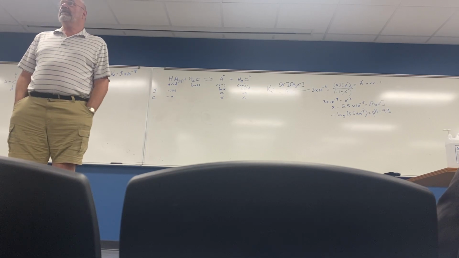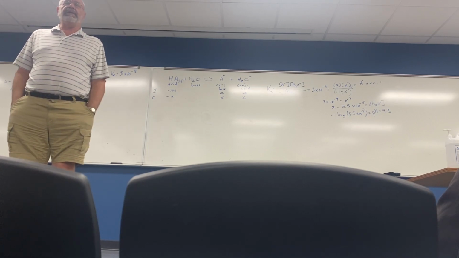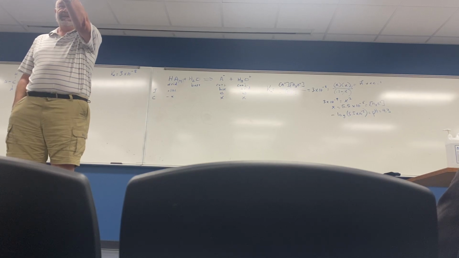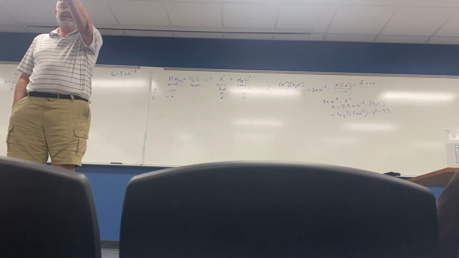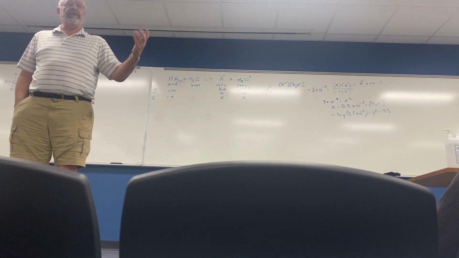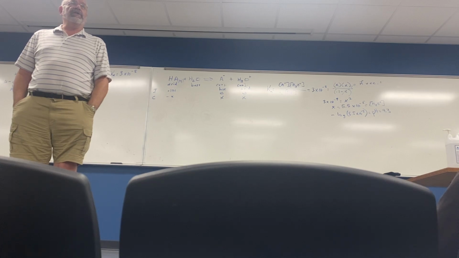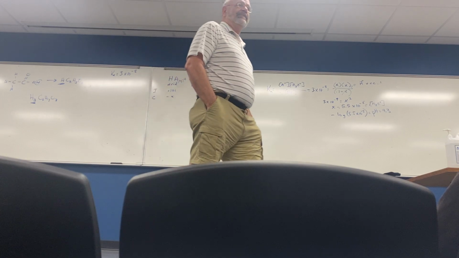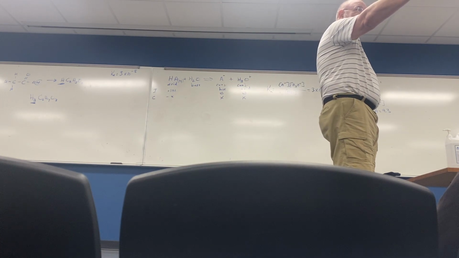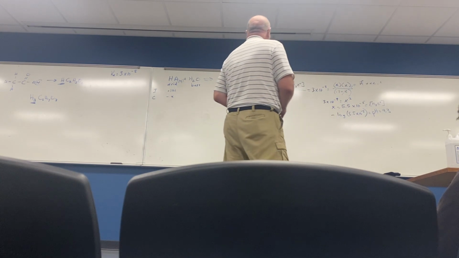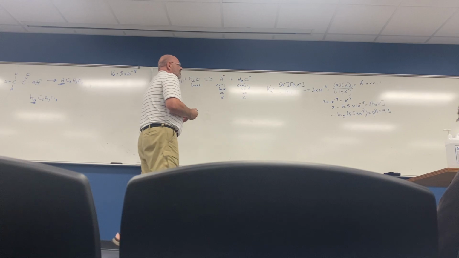What's pOH? What's the pOH of this solution? 14 minus 4.3. What did you get? 9.7. Okay, 9.7, because pH plus pOH equals 14. If I know the pH, I know the pOH, because the two added together have to equal 14. I just didn't know it was still 14.